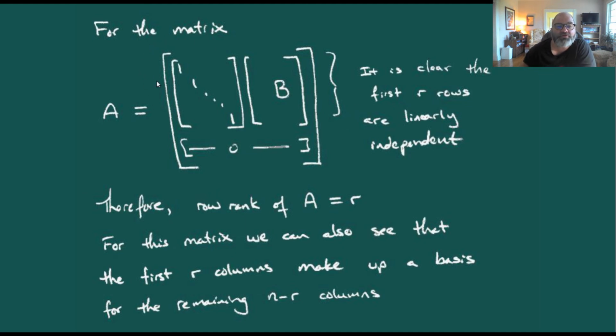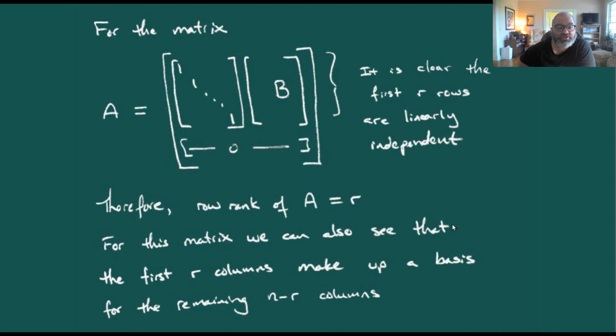So for this matrix that we've got, it's pretty clear that the first r rows are going to be linearly independent, because for each one of those, if we try to take a linear combination of the rows, the zeros down at the bottom don't mean anything. That doesn't help us when we're talking about dimension. It's the identity matrix that keeps those linearly independent, because we can't take linear combinations and get rid of those rows. And so our row rank of A has to be equal to r.